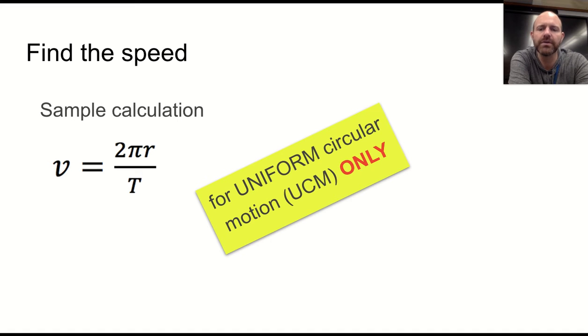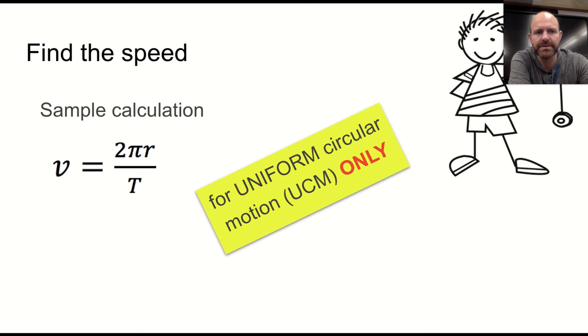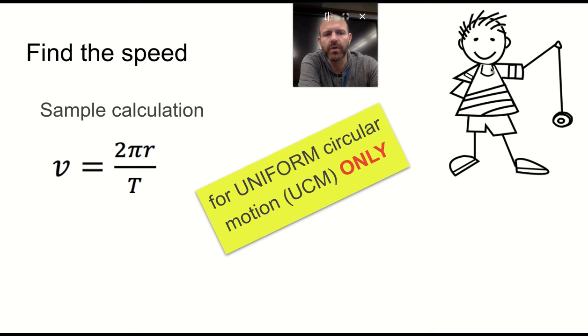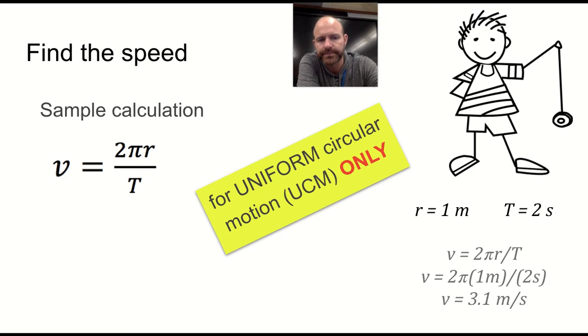Remember, this is for uniform circular motion only, or it is the average speed for any circle. But for uniform circular motion, that's the constant speed. So if you think about holding a yo-yo and then swinging it over your head, as in that previous picture, imagine a yo-yo that has a string 1 meter long and it takes 2 seconds to make a full cycle, which is kind of slow. Then the speed would be 3.1 meters per second.